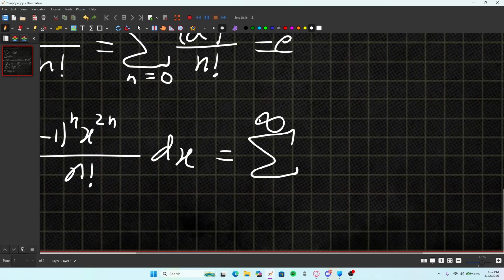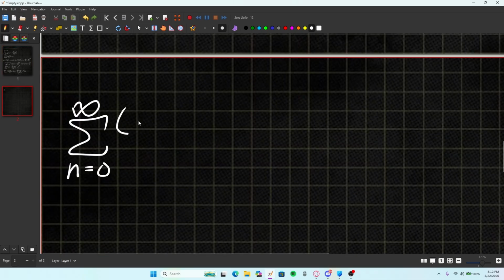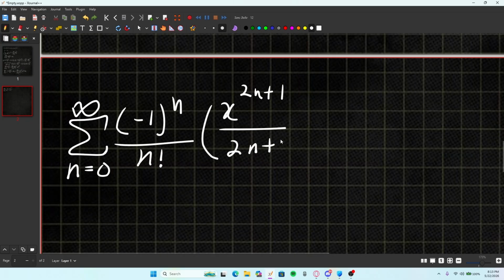So this is equal to the sum from n equals 0 to infinity of -1 to the n over n factorial times the integral of x to the 2n dx. Then we just integrate that using the inverse power rule. So you have the sum from n equals 0 to infinity of -1 to the n over n factorial times x to the 2n plus 1 over 2n plus 1. And we're not going to put plus c yet, because then it'll be changed by this product. So we have to add c after the fact.